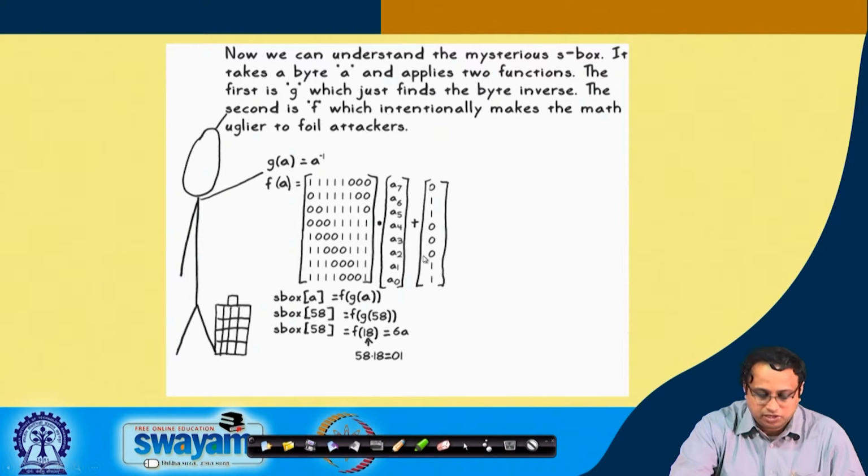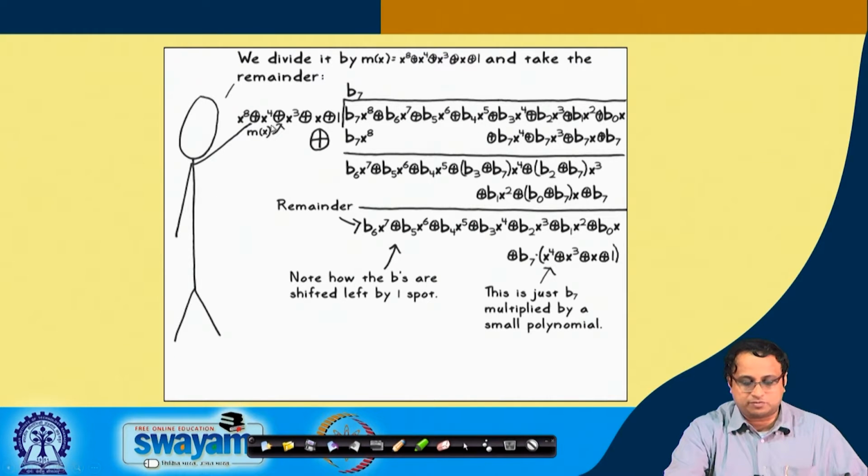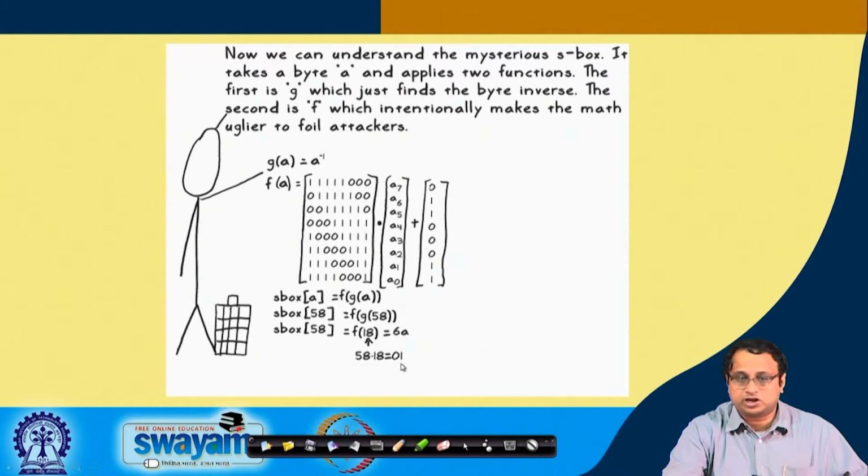So, for example, if I want to calculate the S box of 58, note that 58 stands for the hexadecimal notation of 5 followed by 8. So, it will be 0101, that stands for 5, and likewise your 8 will be 1000. If I take this, then first I will calculate the multiplicative inverse of this, which is essentially here 18. You can verify that if I multiply 58 with 18 and then apply the modulo polynomial, which is x to the power of 8 plus x to the power of 4 plus x to the power of 3 plus x plus 1, then I should get back 1.